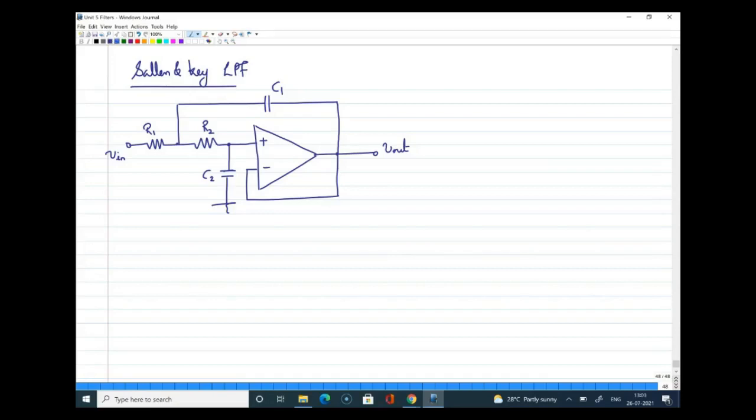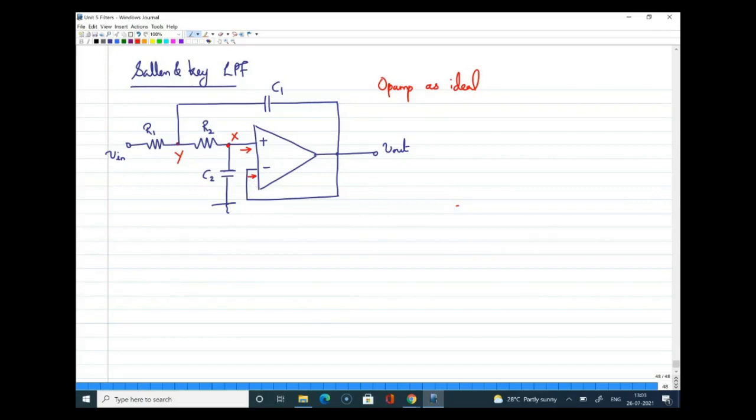Let me mark a few points here. Let me call this point X and this node Y. For the analysis, I am considering the op amp as ideal. Since the op amp is ideal, there is no current flowing into these terminals. So there are no input currents flowing.